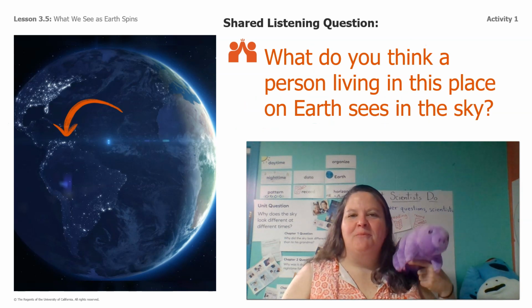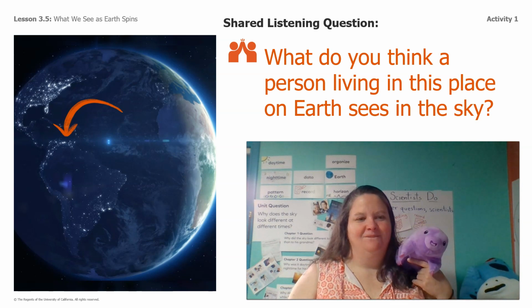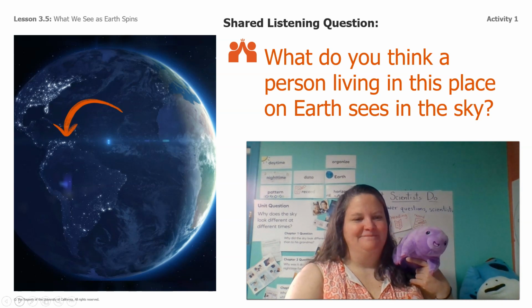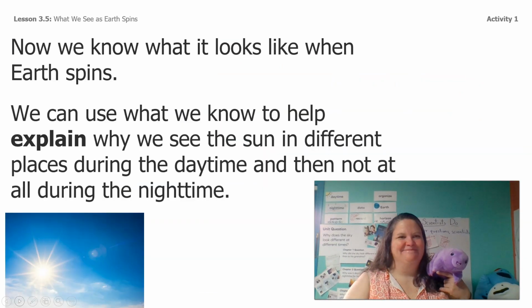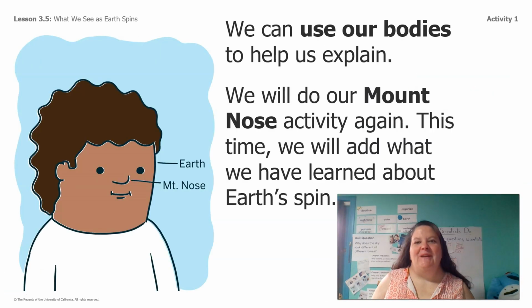What did you talk to your partner about? What do you think the person living in this place on Earth sees in the sky? Now we know what it looks like when the Earth spins. We can use what we know to help explain why we see the sun in different places during the daytime and then not at all during the nighttime. We can use our bodies to help us explain. We're going to do our Mount Nose activity again, and this time we're going to add what we've learned about the Earth's spin.